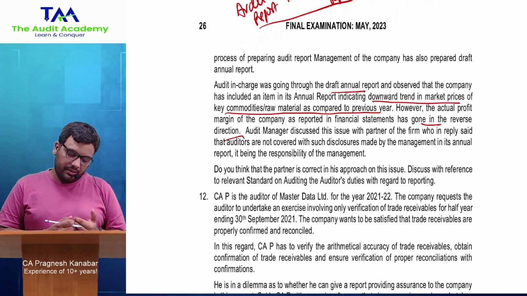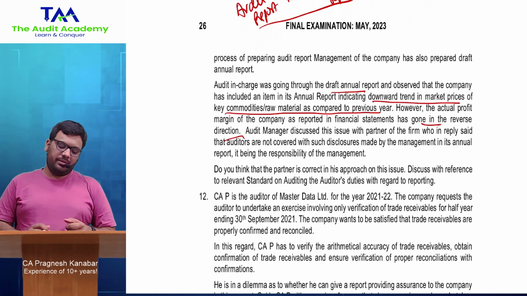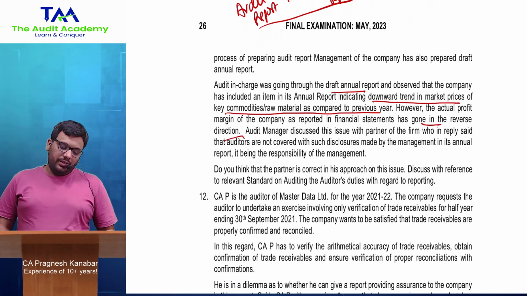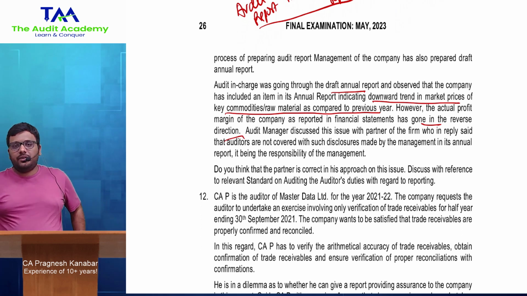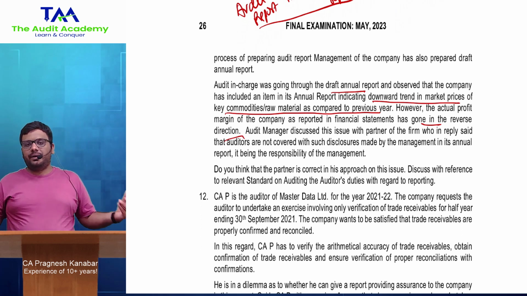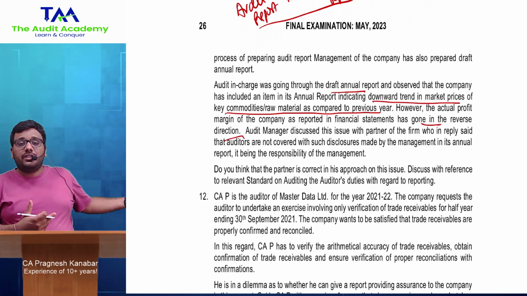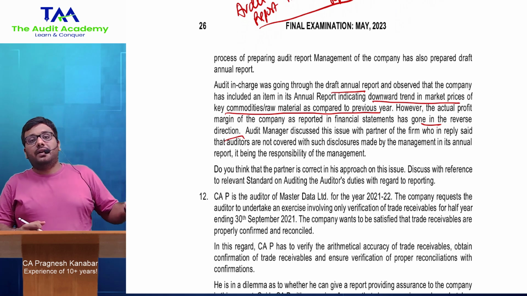Audit manager discussed this issue with the partner of the firm, who in reply said that auditors are not covered with such disclosures made by management in its annual report, because it is the responsibility of the management. Do you think that the partner is correct? Yes, partner is correct, because in SA 720 we do compare the annual report versus the audited financial statement and audit report. If there is any material inconsistency in the other information which is printed in the annual report, then we will ask them to rectify it.